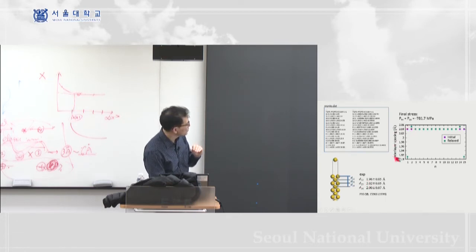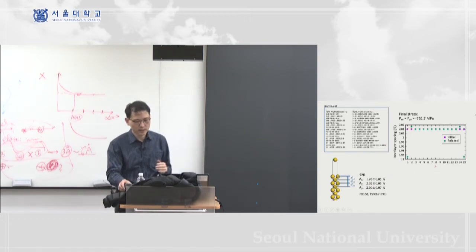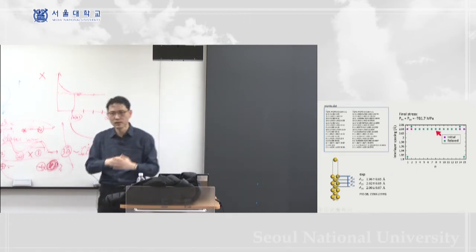So actually this is consistent with the experiment. Experimentally, from the ES spectrum, you can detect this interlayer spacing with high precision. And in the case of gold, they found this is 1.96. You can see that it is quite good agreement with here, okay? And also the second layer is slightly expanded, and this is also well reproduced here, okay?